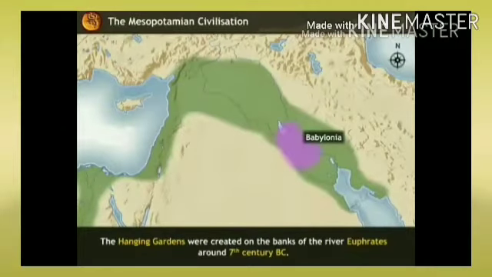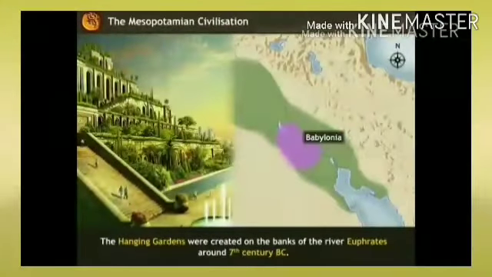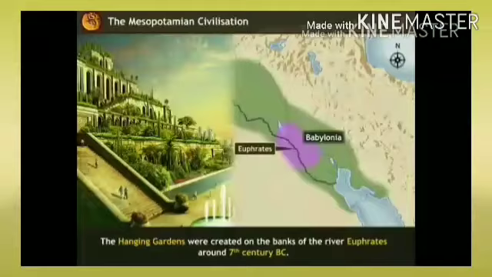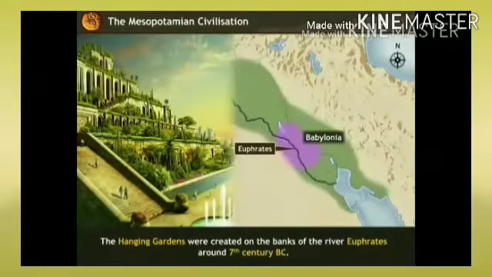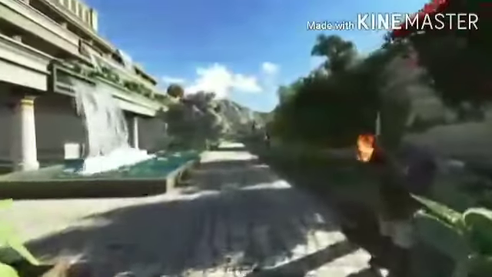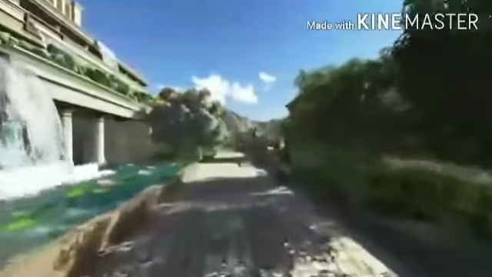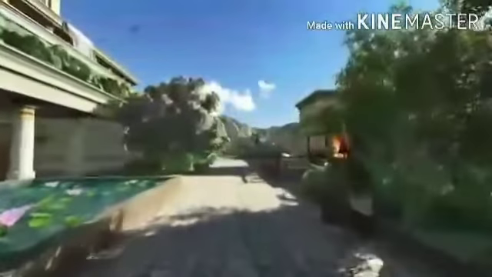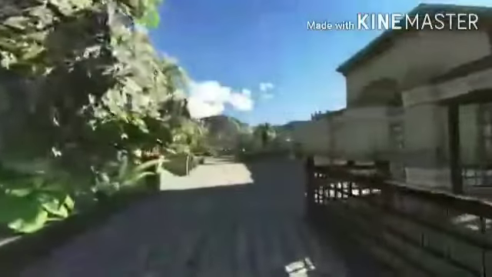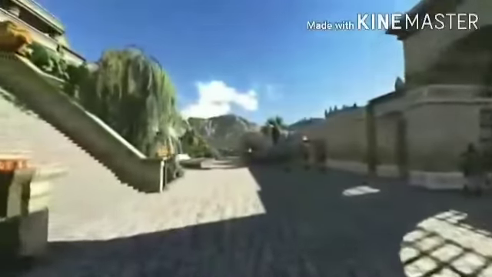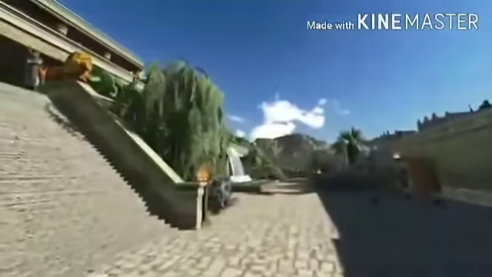The Hanging Gardens were created on the bank of the river Euphrates around the 7th century BCE. Come on, let's go to the Hanging Garden. Children, let's go in. This is the Hanging Garden in Babylonia. Look at the beautiful creation, wonderful construction. This garden was considered one of the 7 wonders of the world, built by Nebuchadnezzar II. It was so called because the garden was built high above the ground on multi-level stone terraces. Lovely, isn't it?